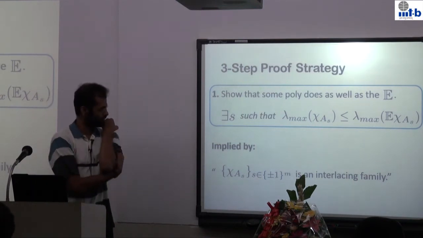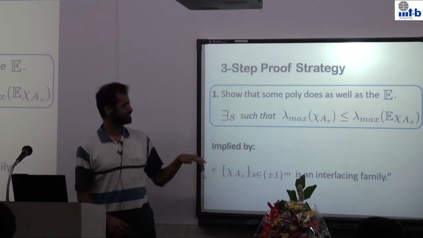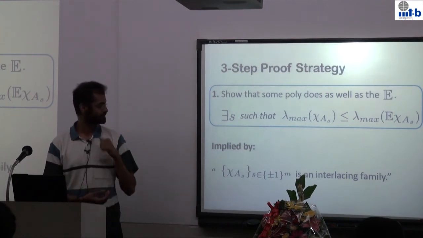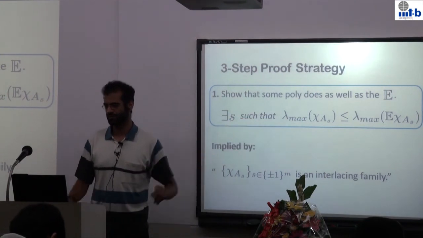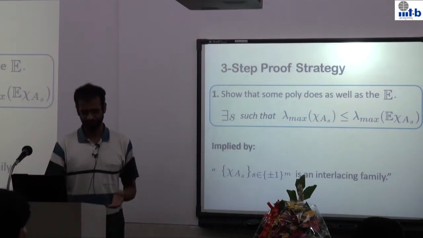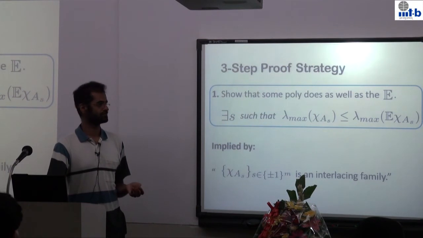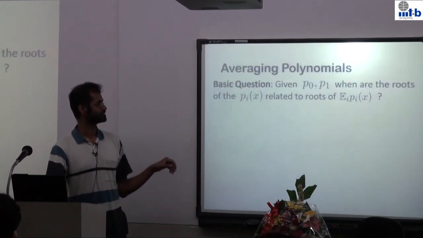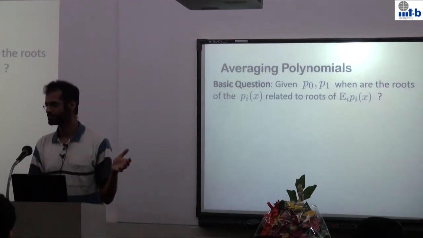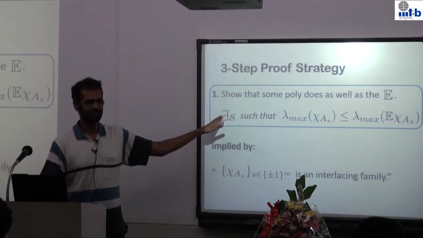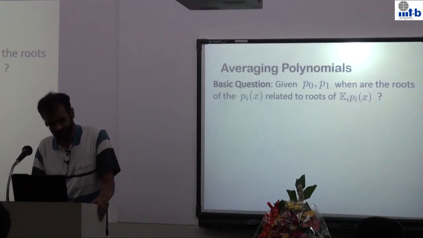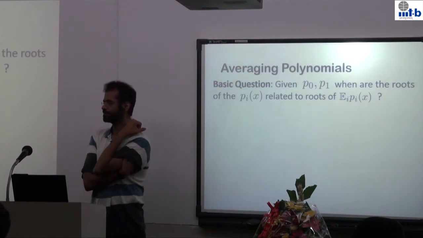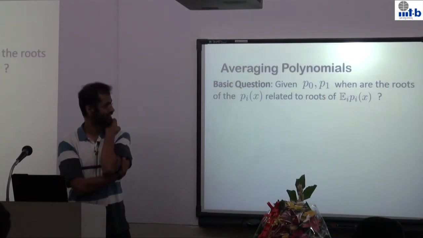But basically, what are we trying to do here? We're trying to say that there's a bunch of polynomials, and when you average them, the roots of the individuals are related to the roots of the sum in some way. So let's first try to understand the simplest case of this problem, which is when you have 2 polynomials. Here you have 2 to the m polynomials. Let's just see what happens for 2 polynomials. So here's the basic question. Suppose you have 2 polynomials p0 and p1, which have real roots, and they have the same degree.